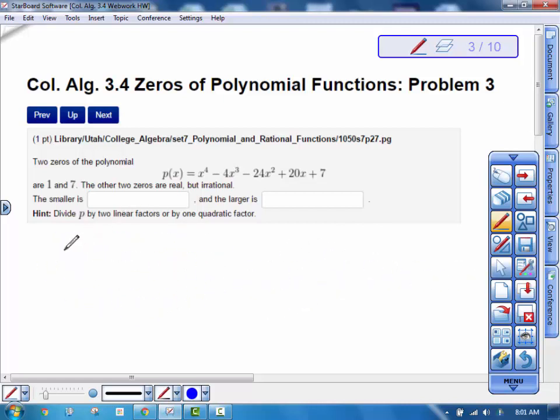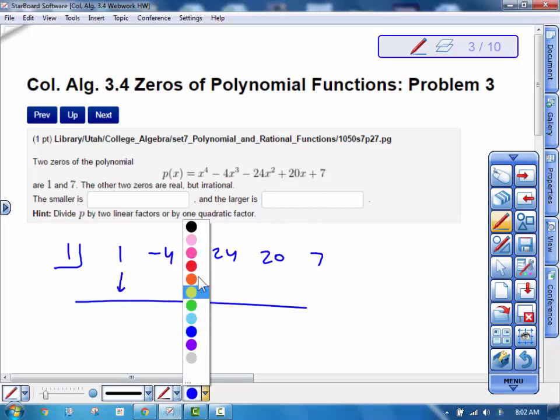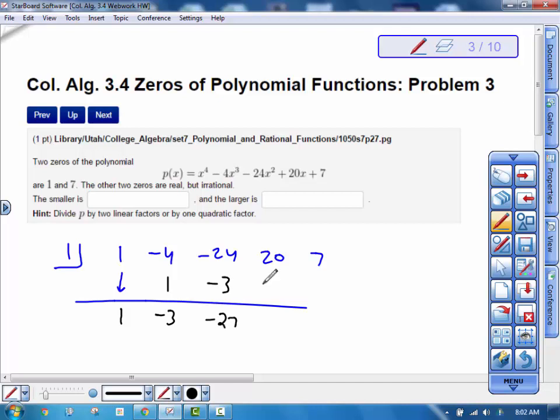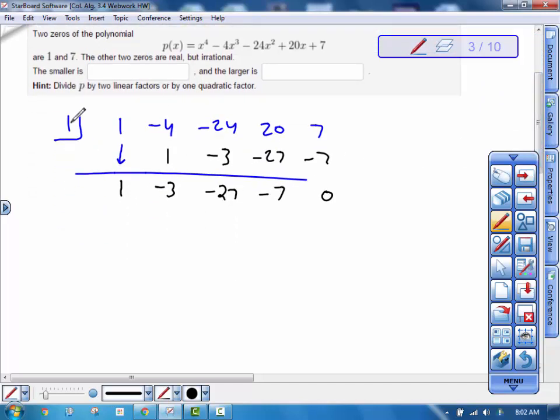But a lot of you are used to synthetic, so we'll use synthetic to divide 1 into this polynomial, and then we'll divide 7 into what's remaining. So when you divide 1 in, you get 1, negative 4, negative 24, 20, and 7. Make sure you're not missing an x value, so we've got all the coefficients there. So we drop this down, we get 1, multiply, we get 1, add, we get negative 3, multiply, we get negative 3, add, we get negative 27, multiply, negative 27, add, you get negative 7, multiply, negative 7, and no remainder. So we have this cubic left over now that we've divided this linear factor in. So let's divide the other one in, which is 7, into this polynomial.